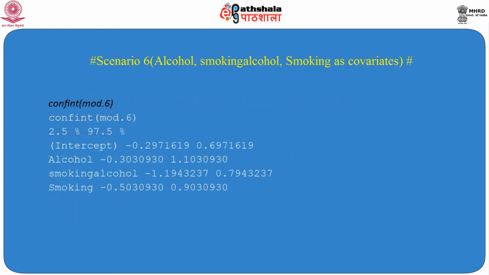Now, the confidence intervals of the regression coefficients again go from negative to positive, the lower limit starting from minus and the upper limit from plus. This is a 95% confidence interval. Here the intercept ranges from minus 0.29 to plus 0.69. For alcohol it is minus 0.30 to 1.10, smoking with alcohol shows a wide range from minus 1.19 to 0.79, and smoking minus 0.50 to 0. So again these intervals state that none of the factors is contributing to the cancer.